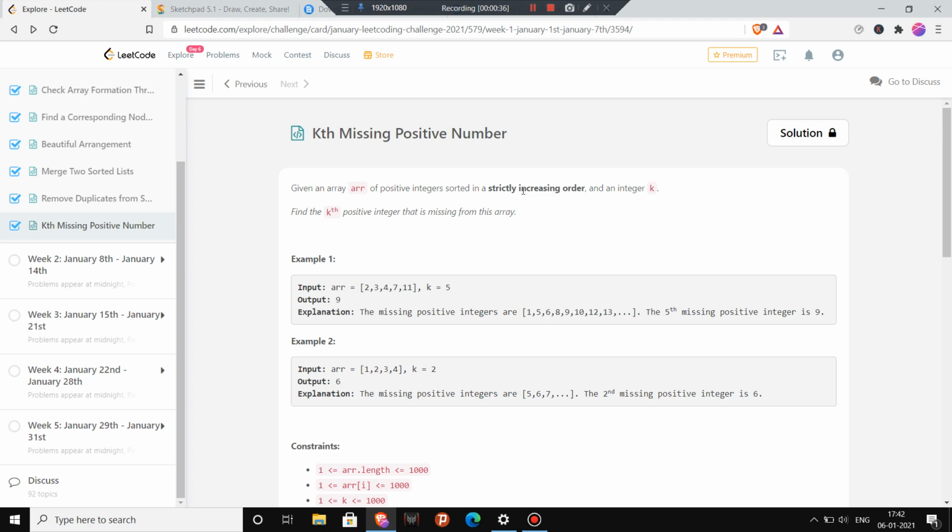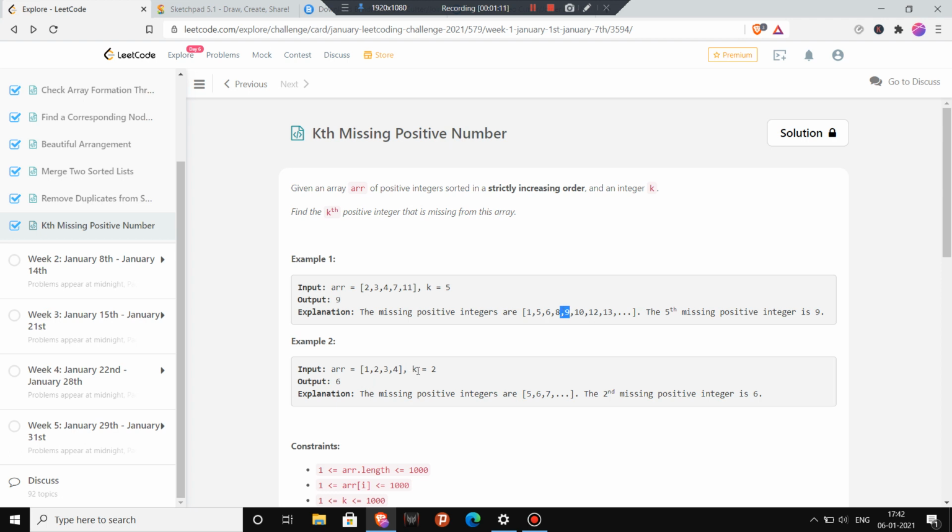Here we are given an array that goes like 2 3 4 7 11 and k is equal to 5. We can see that the missing numbers are 1. Then we have 2, 3, 4 here, but not 5 and 6, so they are missing. Now we have 7 here, so 8, 9, 10 are in the missing list. And we have 12, 13 similarly. Now we are asked to print the fifth missing number, so the fifth missing number is 9.